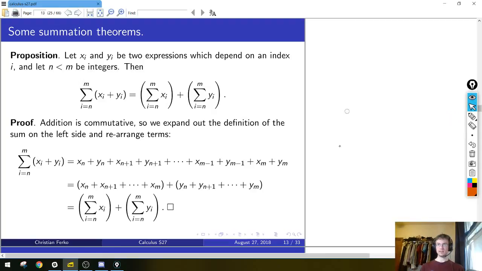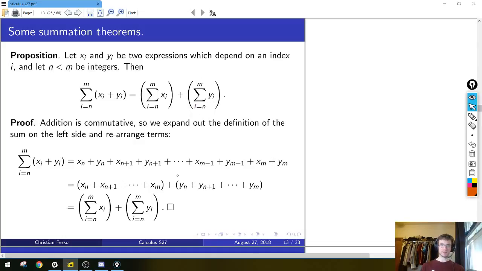So, again, this is kind of an obvious proposition, but we have to prove it. Proposition: if x sub I and y sub I are two indexed expressions, so these are two expressions that depend on the index I, and we sum from n up to m, so those are two integers, then my claim that I will prove is that the sum from I equals n to m of x sub I plus y sub I is the same as first taking the sum from I equals n to m of x sub I, and then adding that result to the sum I equals n to m of y sub I.